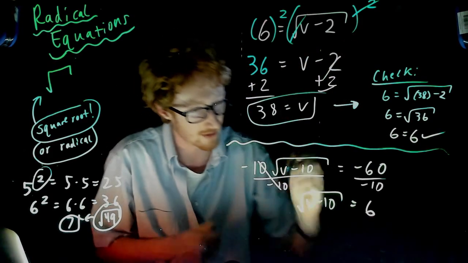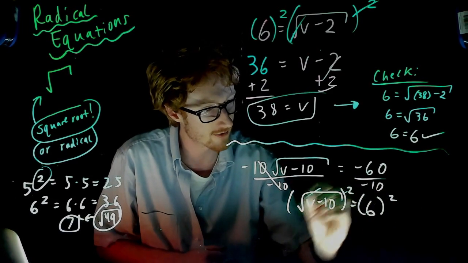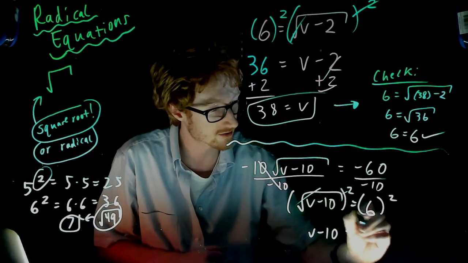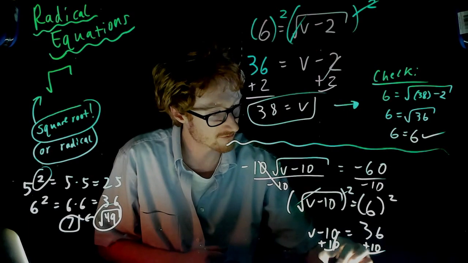Well, up here I squared it. Doesn't matter what side it's on, really. We're just going to square both sides. So that goes away, that goes away. So that means v minus 10 equals 6 squared, which is 36. And we just add 10 to both sides. And that means v equals 46.